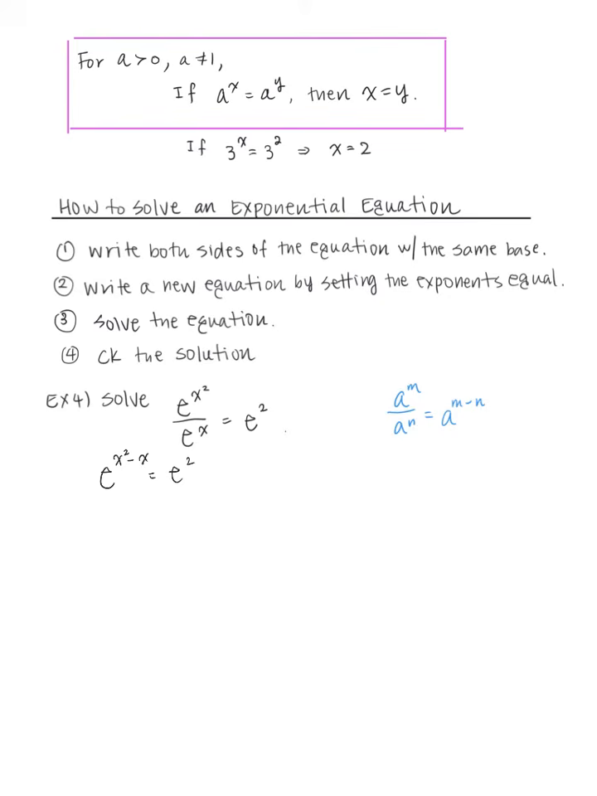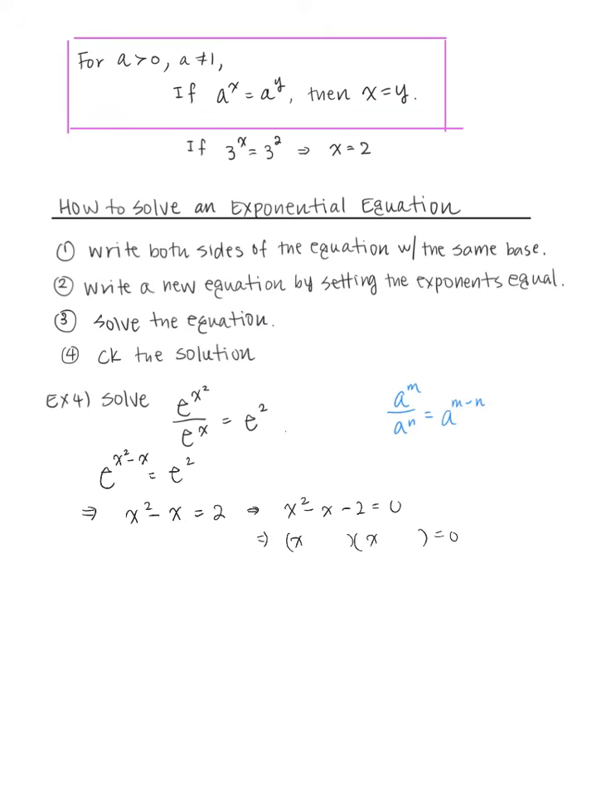Now, do we have the same base? Yes, we got both bases to be e. So the next step, equate the exponents. This implies that x squared minus x must equal 2. Now remember, we're trying to solve for x. So what would you do? I will bring the 2 to the left-hand side and set the right-hand side equal to 0. So I'm going to rewrite this as x squared minus x minus 2 equals 0. Now, does this factor? Let me see.